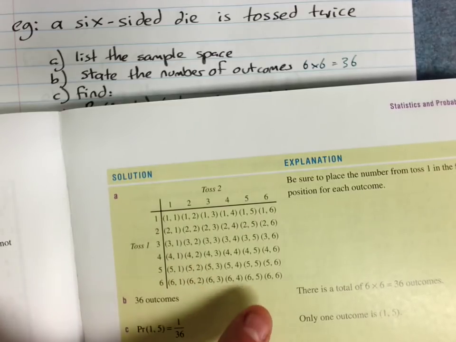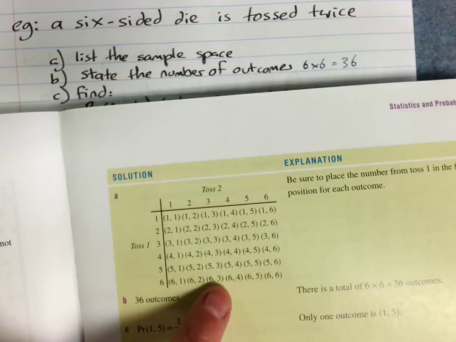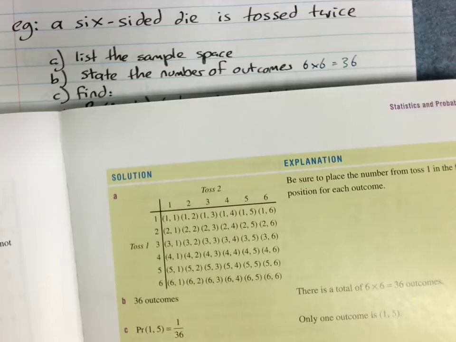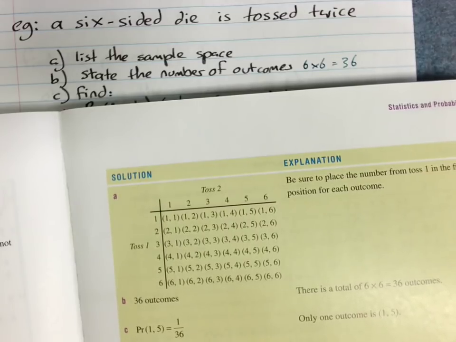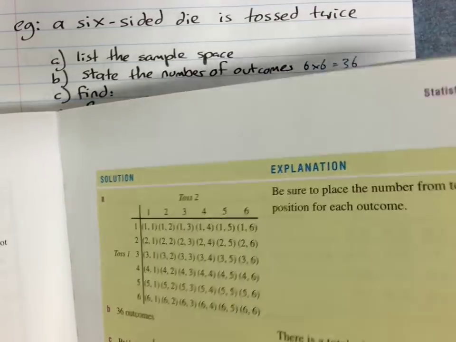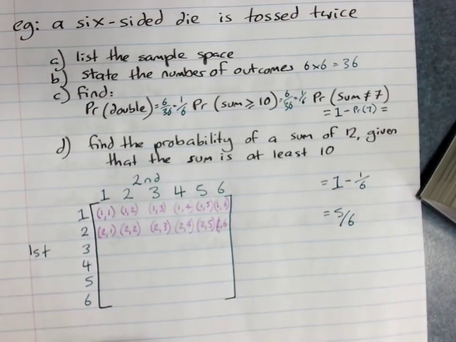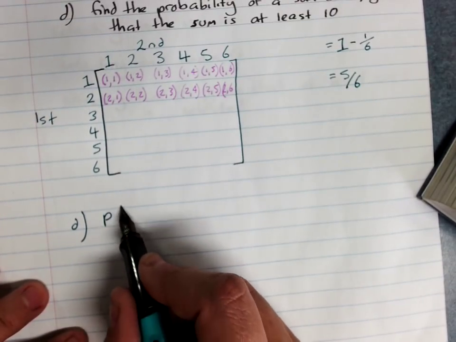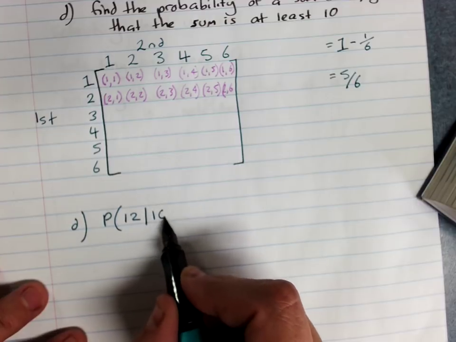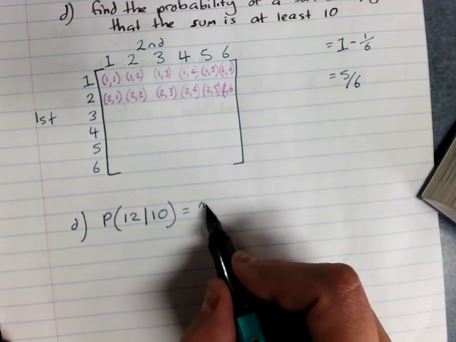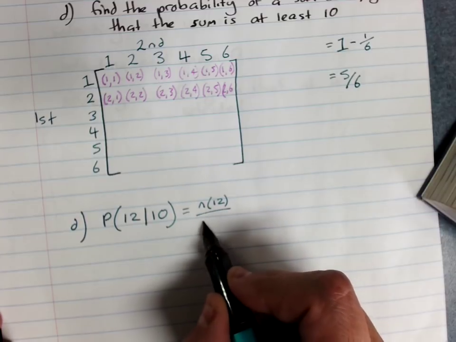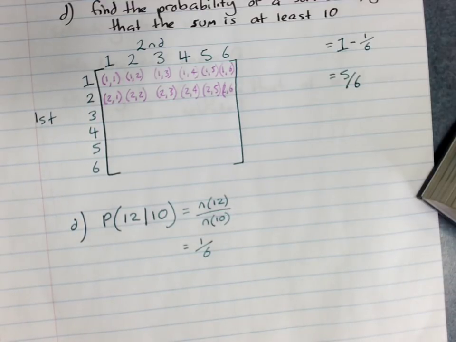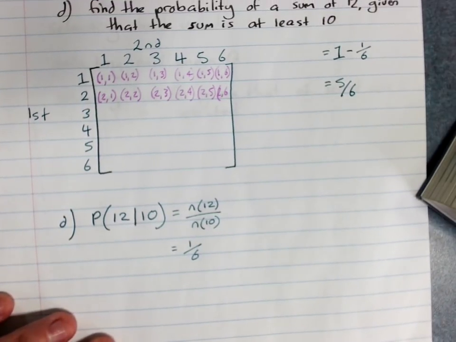So the total that we're taking this conditional probability out of is 1, 2, 3, 4, 5, 6 outcomes where the sum is 10 or more, and the outcomes of a sum of 12 is 1. So for conditional probability, this is question D, the probability of 12 given 10 is going to be the number of outcomes that gives me 12 over the number that gives me 10, which was 1 out of 6. We've got lots of 1 out of 6 here.